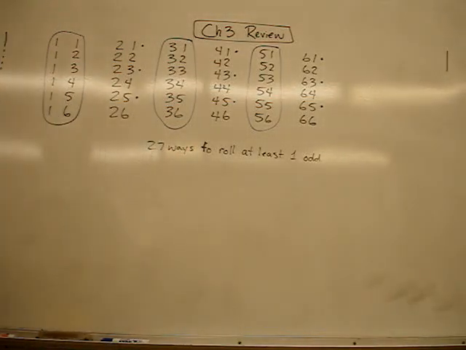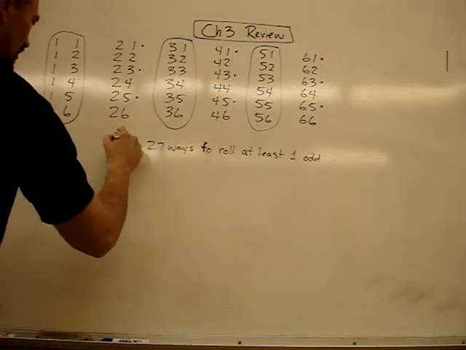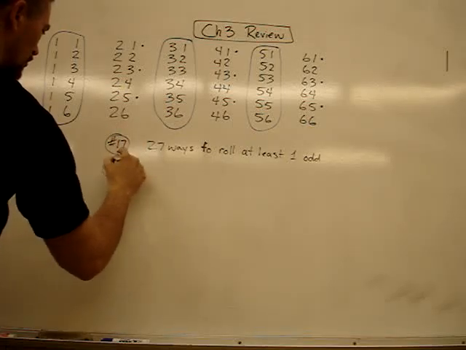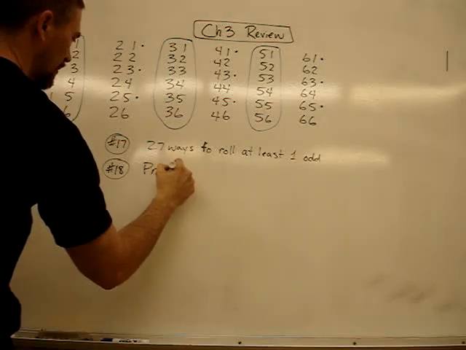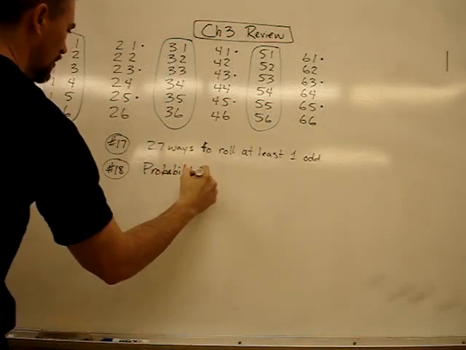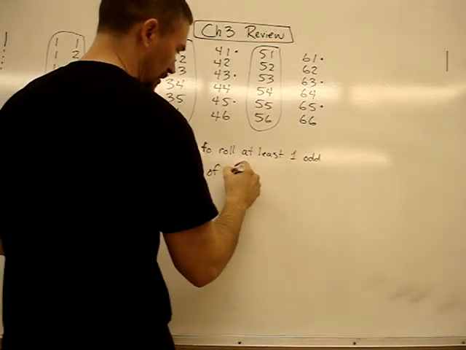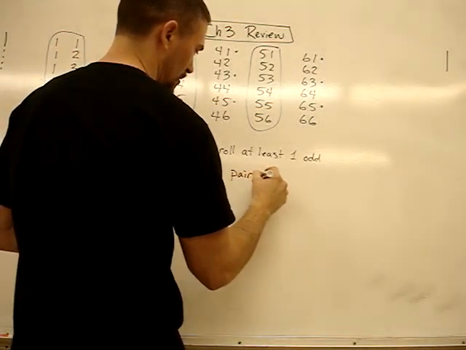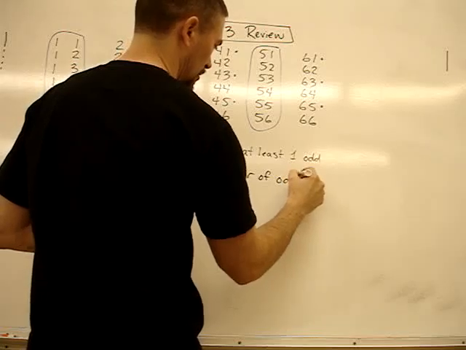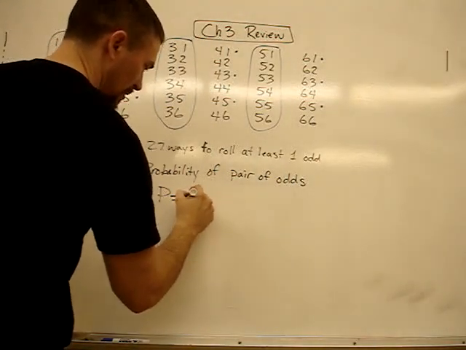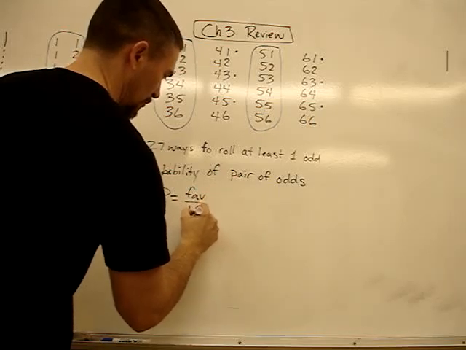Now the next question, that was number 17. Now number 18 asks the probability of rolling a pair of odds. So probability is equal to the number of favorables over the total.